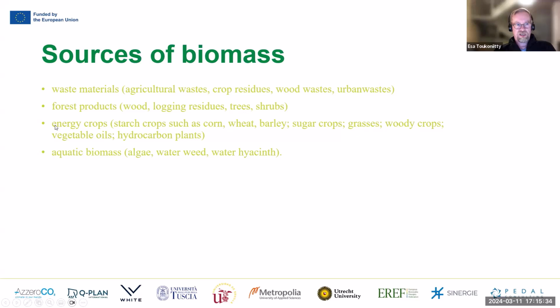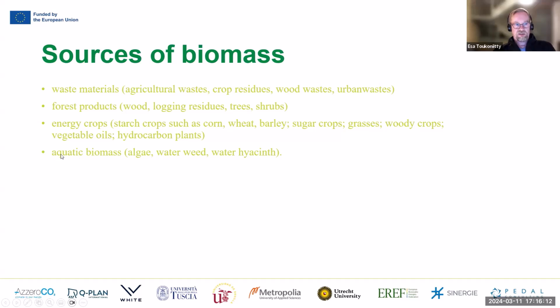Then there are these so-called energy crops, which can be specially grown for making biofuels. Some of these are also human and animal nutrition, like corn, wheat, barley. You can make alimentary products, and of course you can also make ethanol, which is a biofuel. Different sugars, grasses, woody crops, vegetable oils, and also hydrocarbon plants.